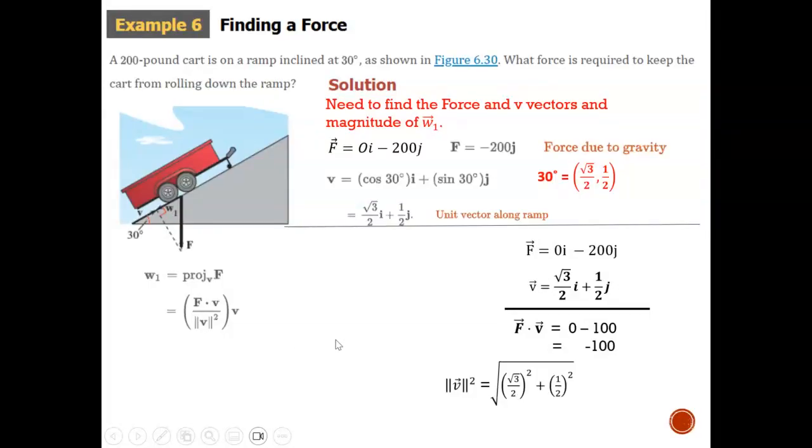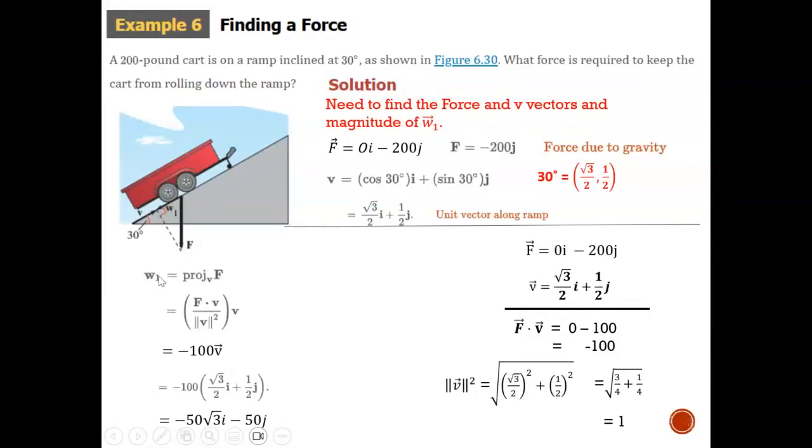Now for the magnitude of V, it's going to give us the square root of 1, which will give us 1. If we square it, it's going to give us 1. That's why it's going to give us negative 100. This is negative 100 times vector V. We multiply the negative 100, or distribute it. It's going to give us negative 50 square root of 3 i minus 50j. So this is my vector that we're looking for.